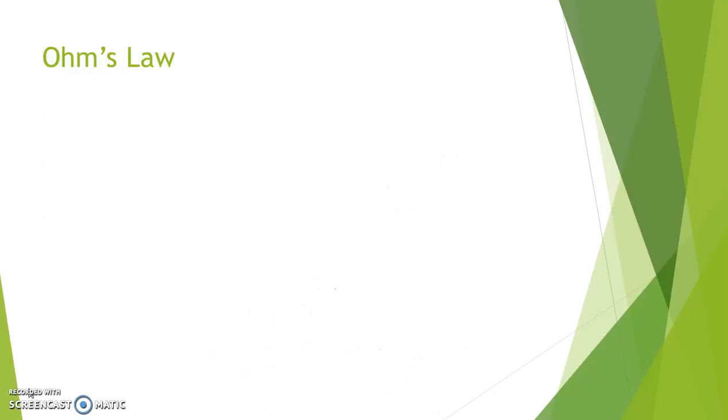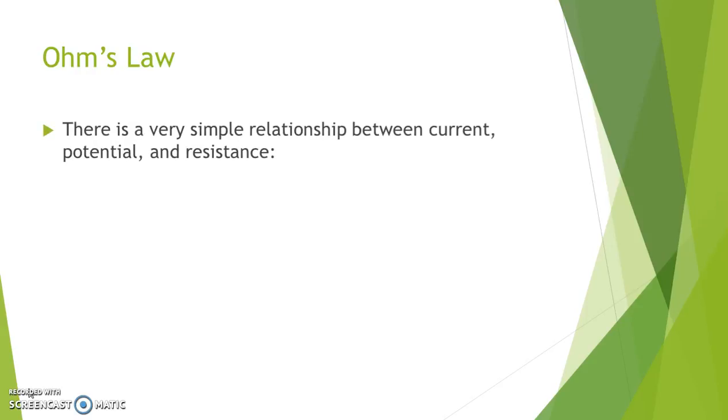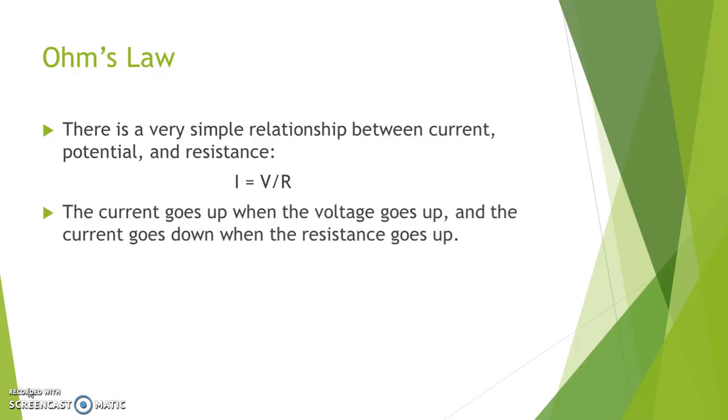Alright, once we know how to talk about resistance and potential and current, we can start to talk about Ohm's Law. There's really a very simple relationship between current, potential, and resistance. So the current is equal to the potential divided by the resistance. And if we want to rationalize this, we can say that the current goes up when the voltage goes up, and the current goes down when the resistance goes up. And so I equals V over R.